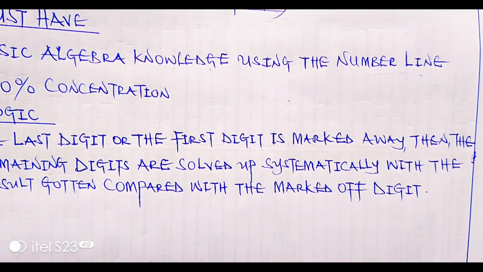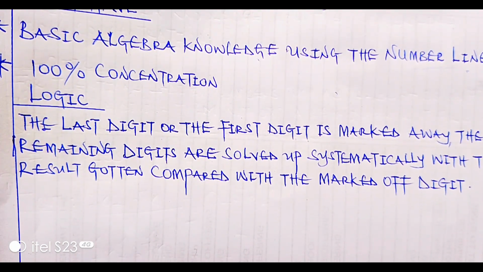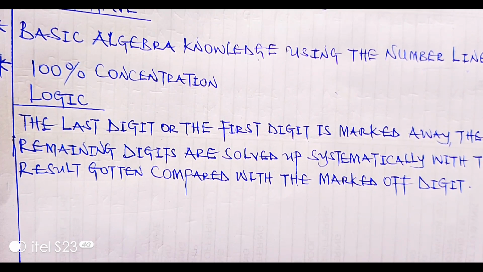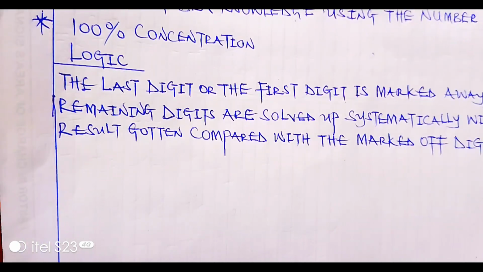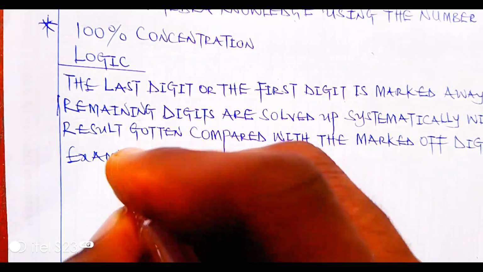For us to solve this, we either mark off the first digit or we mark off the last digit. Once we mark off either the first or the last digit, the next thing we do is to solve up the remaining digits. After we have solved up the remaining digits, the result gotten would then be compared with the marked off digit, either the first or the last. So here are a couple of examples. Your number line knowledge should be right on spot.